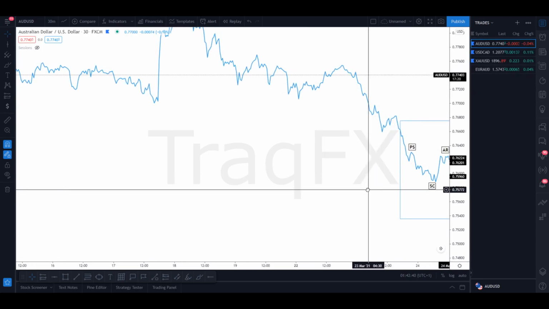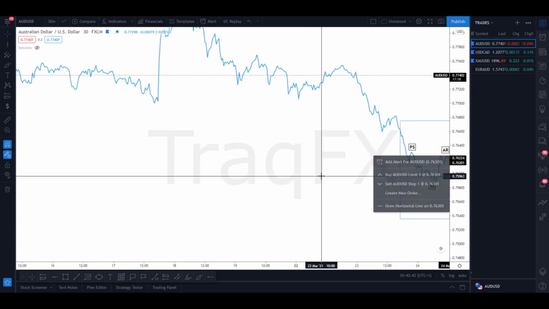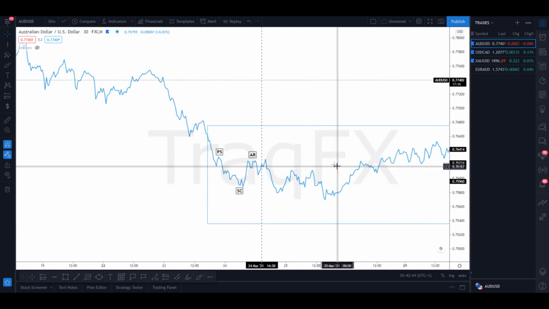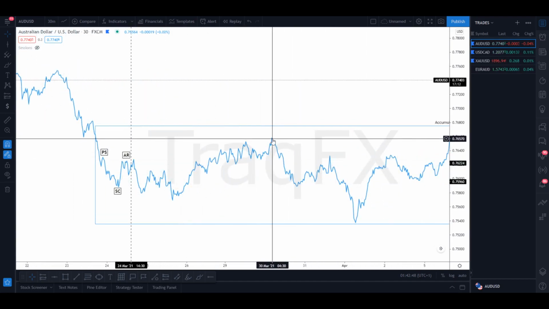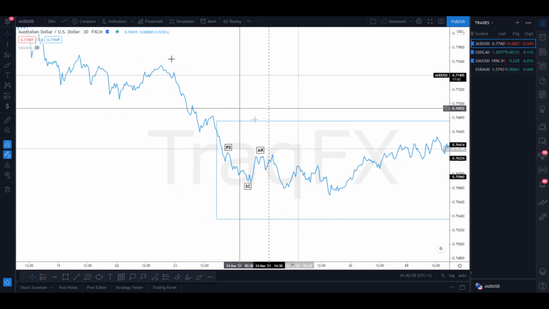You might know that this is your PS, SC, AR, but in all honesty, I don't know the schematics until price is all the way over here. So you have to let the schematics have patience. You can't see Wyckoff happen anywhere, anytime you want. It happens at certain times in certain places in the market. So make sure you're patient.